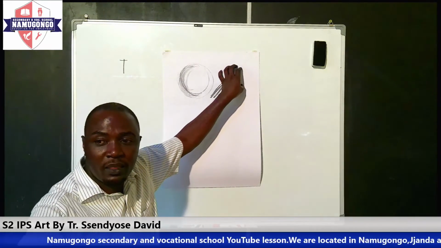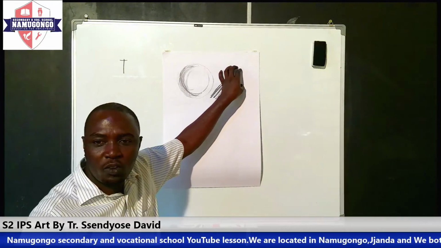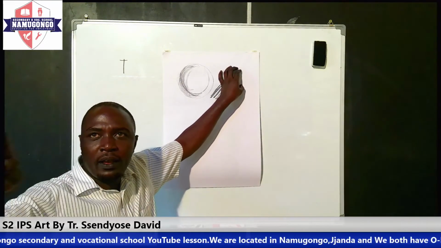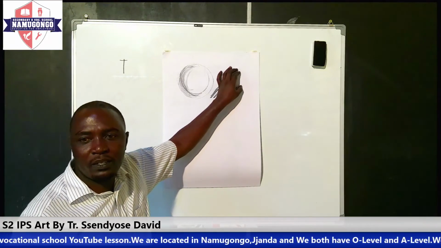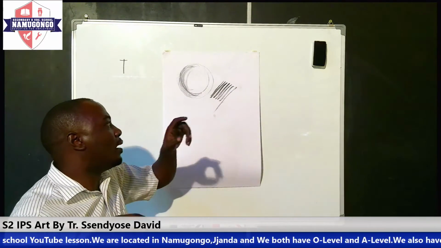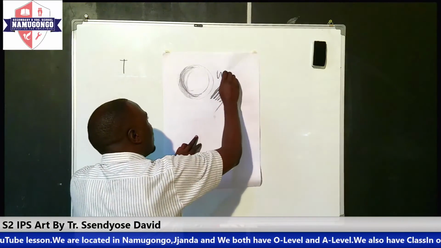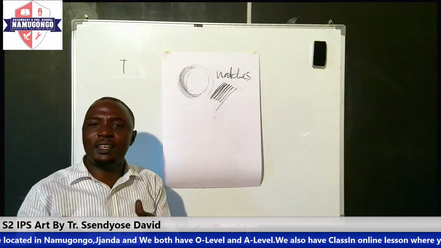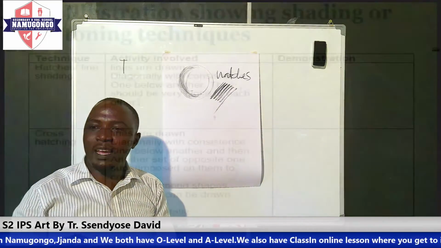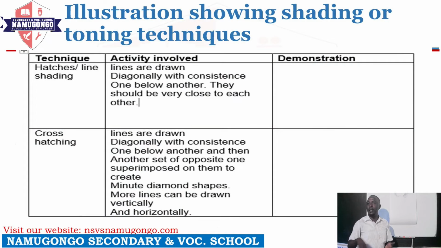But as you're using them, let us not forget that you have to follow where the light is coming from. You have to consider the source of light. So these are the hatches. Then with the cross hatches, we say these are lines that run in different directions. So this is what we shall have as our cross hatches.